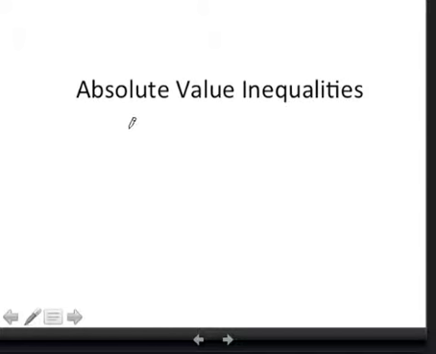Today, we're going to talk about absolute value inequalities. To start off, first a little review. What does absolute value of a number or expression mean?